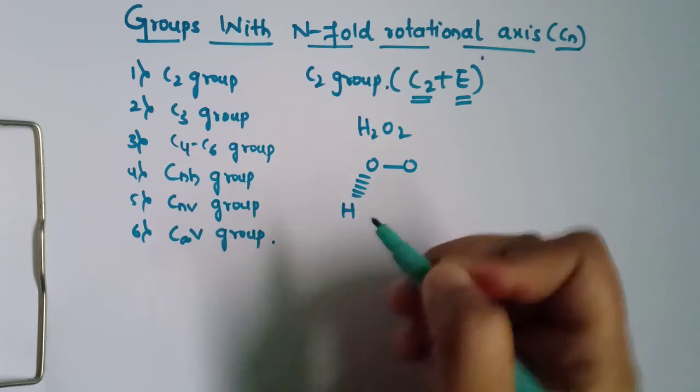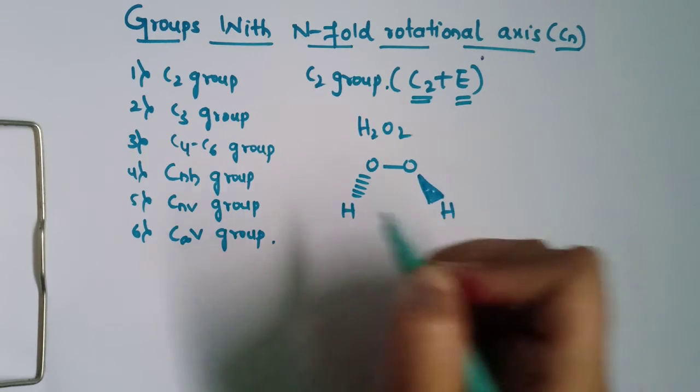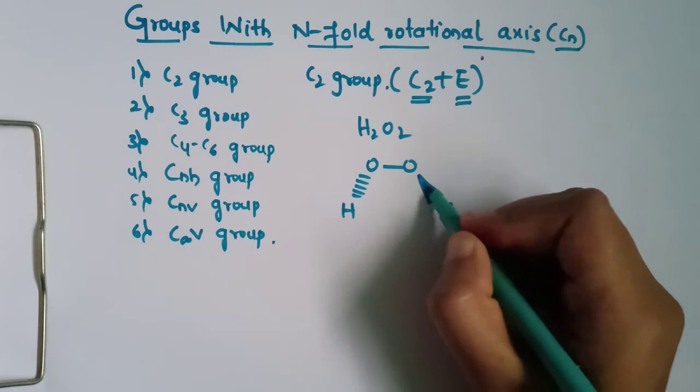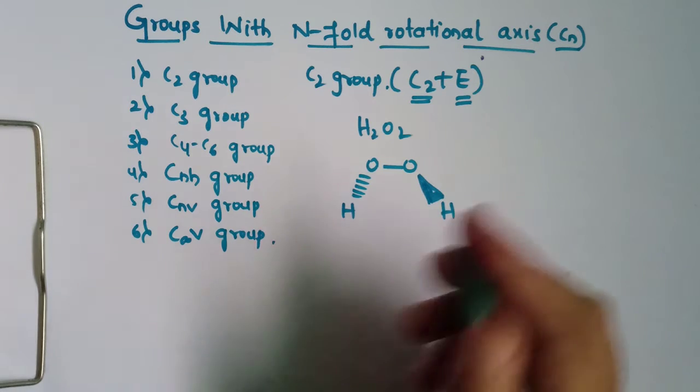It is dashed H and it is wedged H. This dash shape represents that it is on the back side, whereas this wedge shape represents that this H is towards the viewer. Now let's apply this C2 operation here.